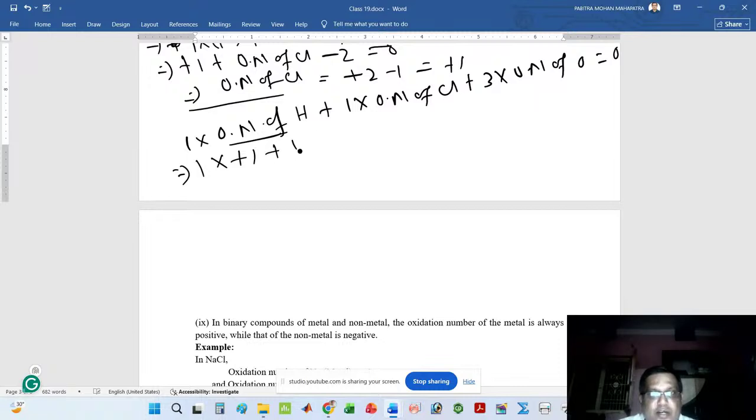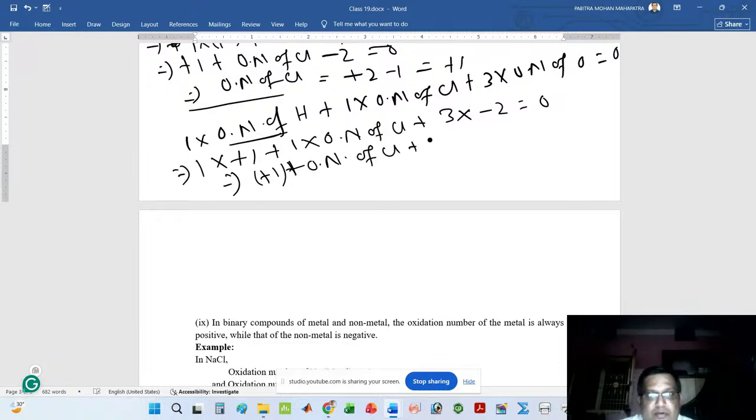So here I can write 1 times the oxidation number of chlorine. Chlorine belongs to the halogen atoms. Our target is to find the oxidation number of chlorine, plus 3 times the oxidation number of oxygen, which is minus 2. Here I can write equal to 0. Now solve this. That is plus 1 plus the oxidation number of chlorine plus minus 6 is equal to 0.